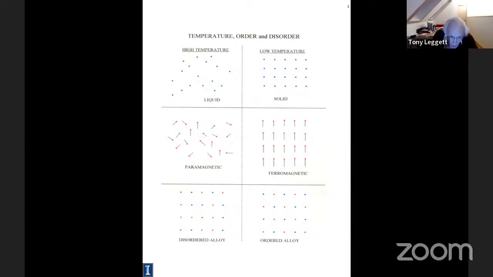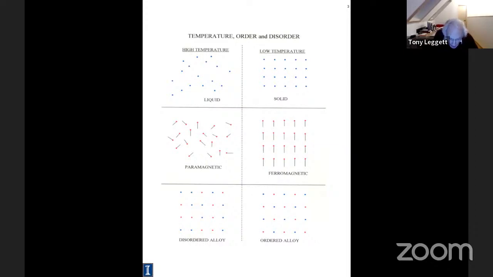A second example, magnetism. If we think of the spins of atoms in a solid as like little magnets, then at high temperatures, they may be paramagnetic, oriented pretty much at random. At low temperatures, they may be ferromagnetic, all aligned together.